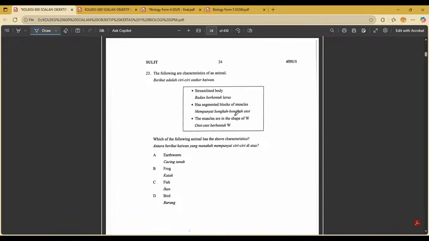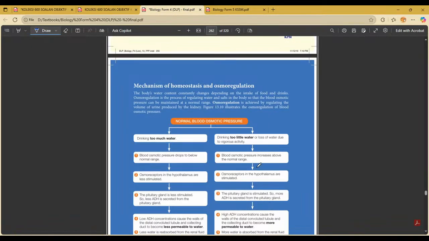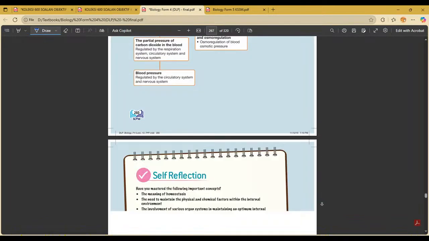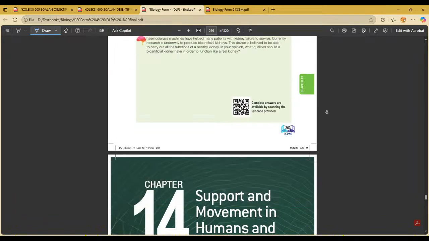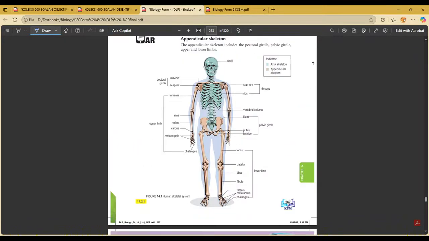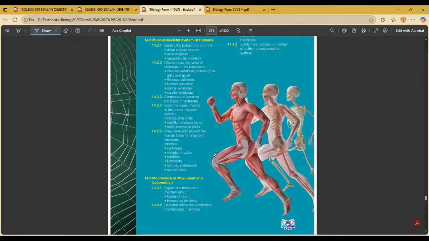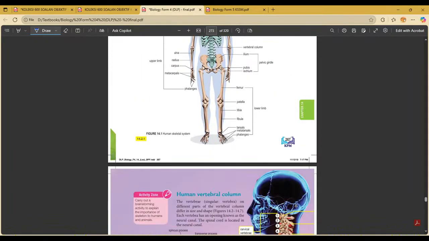Following are characteristics of an animal. Streamlined body, has segmented blocks of muscle. Muscles are in the shape of W. This is unequal because streamlined body and the segmented muscles. What's the muscle system here? Muscular system, musculoskeletal system.